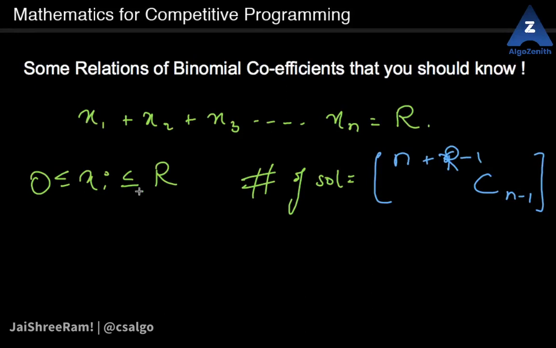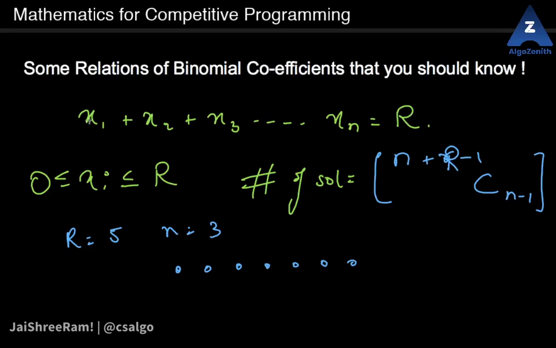So it's nothing but, let's say r is equal to 5 and n is equal to 3. So what we are doing is we are drawing 5 plus 2, 7 number of dots, okay, n plus r minus 1 dots, and we will choose n minus 1 dots. That means number of variables minus 1 choices.